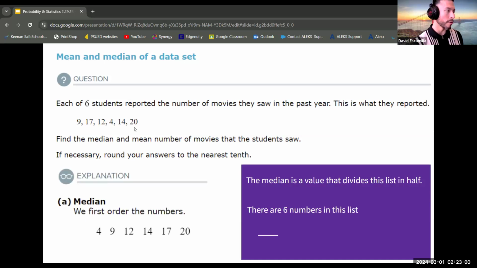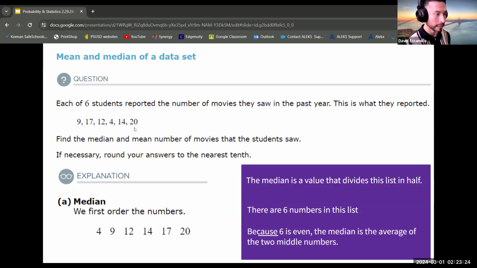If we want to start working with these numbers, please write down that the first step is to order the numbers. We need to order the numbers from least to greatest. Let's do that. 4, 9, 12, 14, 17, and 20. Those are these 6 values.